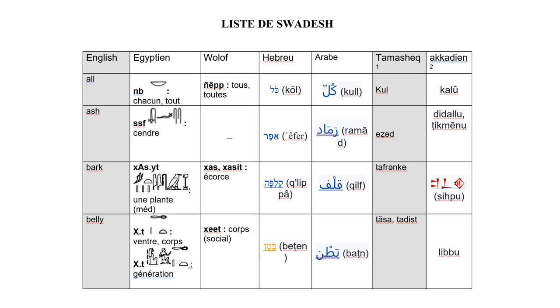And see also here in the Semitic languages, you see baton in Hebrew, batin, libu. These words are also related in the Semitic languages. Also, Berber is not a Semitic language; it's a totally different language. But you see here that these also are related, as well as Egyptian and Wolof here are related.